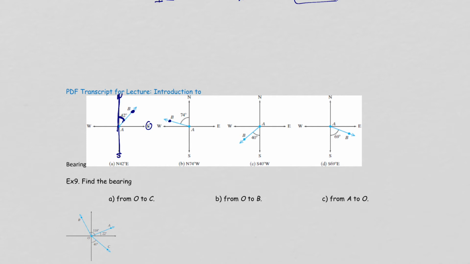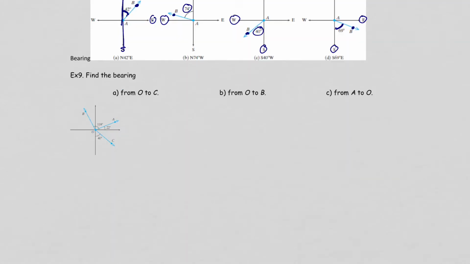What about this point right here? This is going to be north 74 west. This point is going to be south 40 west. This point is going to be south 69 degrees east. So if we try this one right here, C, from O to C, this line right there, we're going to use this angle. This is going to be the initial side, so it will be 40 degrees from south. South 40 degrees toward east.